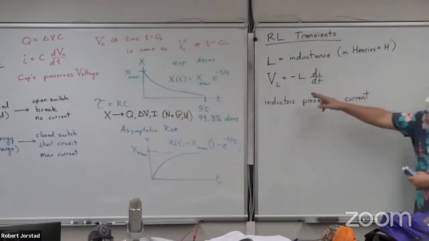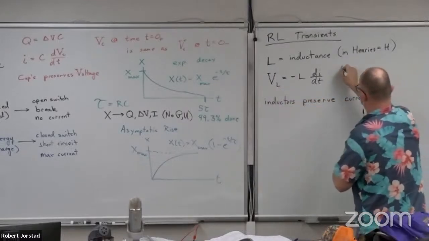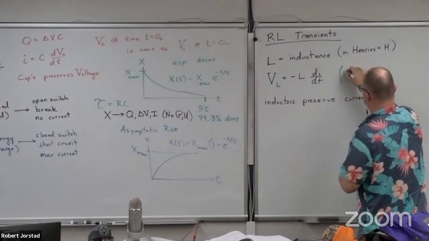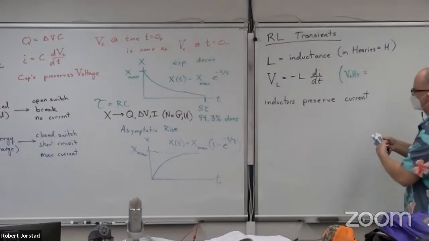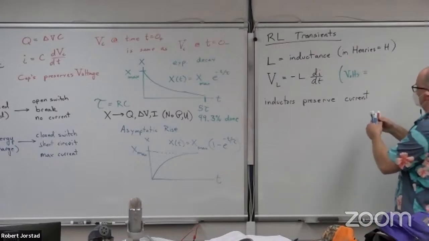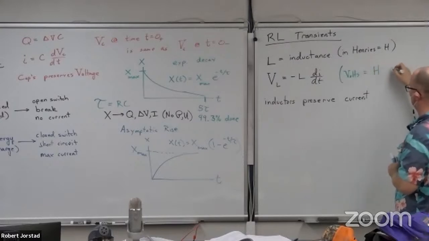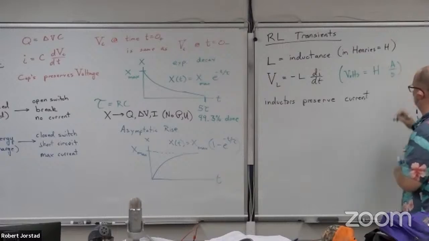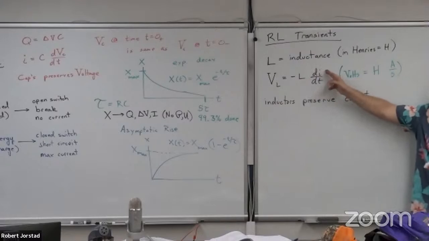All right. Well, let's check the units of this equation. Volts equals henries times amps per second. Do you agree? Yeah. Volts, henries, amps per second.